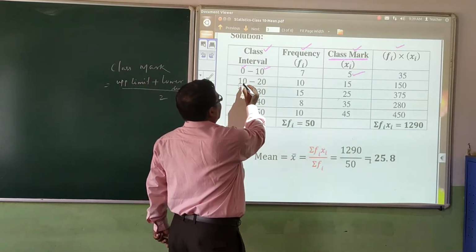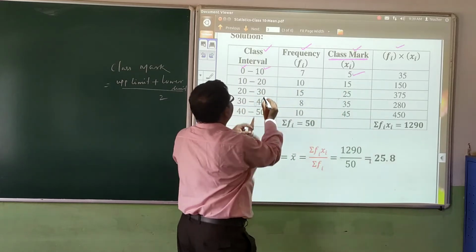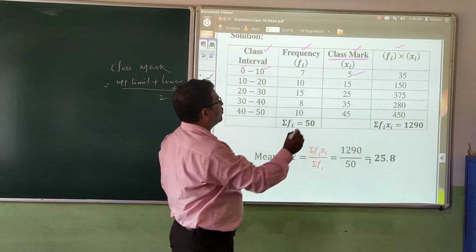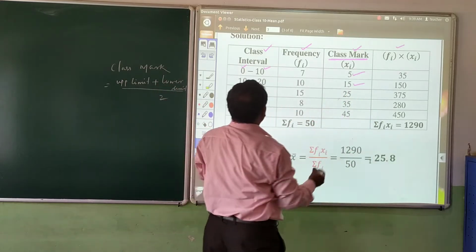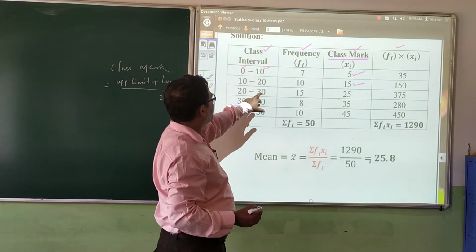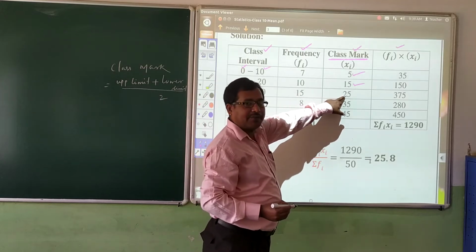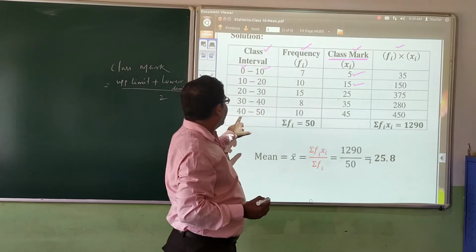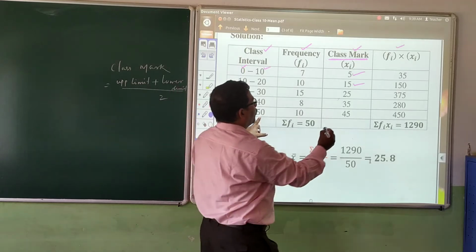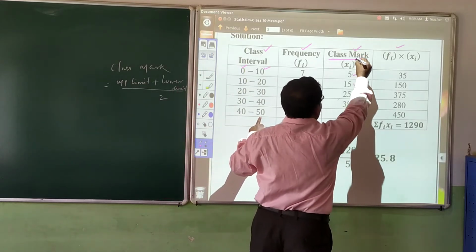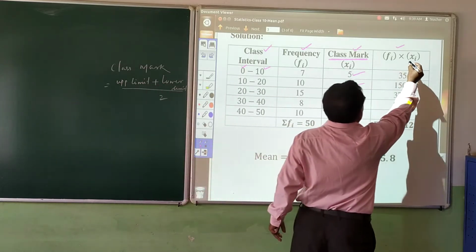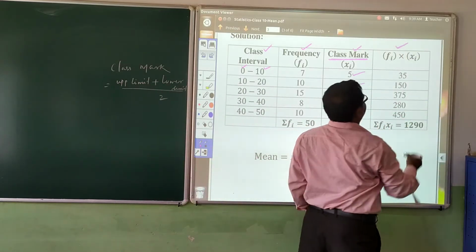Similarly, what will be the class mark of 10 to 20? Clearly 10 plus 20 is 30, 30 by 2 is 15. In the same way, the class mark of 20 to 30 will be 25, 30 to 40 will be 35, and 40 to 50 will be 45. After completing this column, you will go to the fourth column.